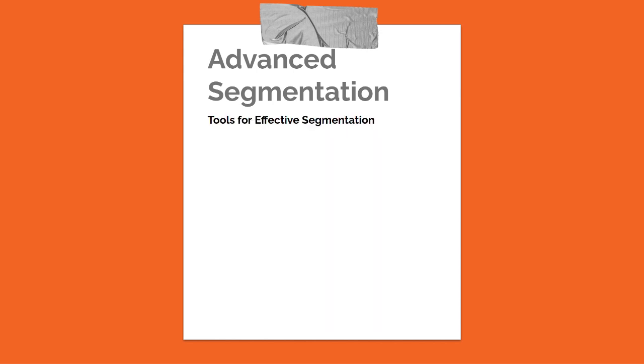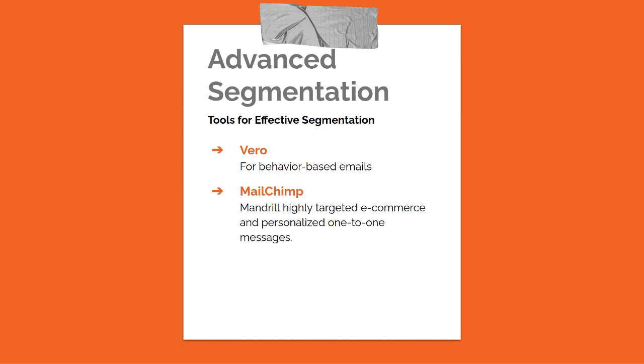And in terms of advanced segmentation, if that's something you really want to dive further into, there are tools available for you. There's Vero for behavior-based emails. MailChimp is fantastic. It has a program called Mandrill, which creates highly targeted e-commerce and personalized one-to-one messages, something I highly recommend. And there are some other softwares. Marketo is one of the most popular as well.